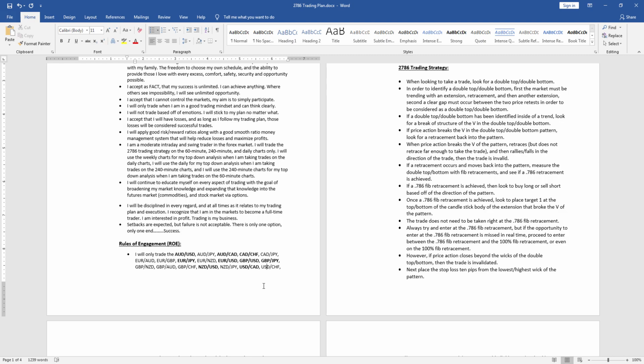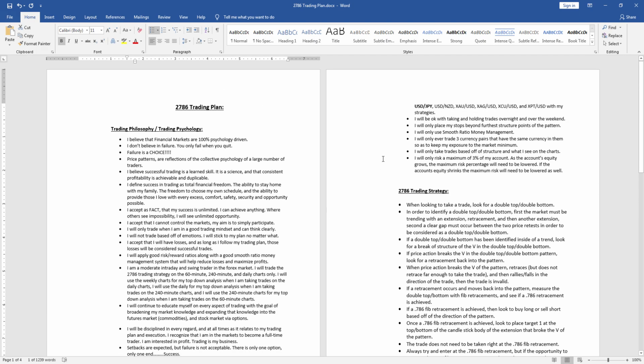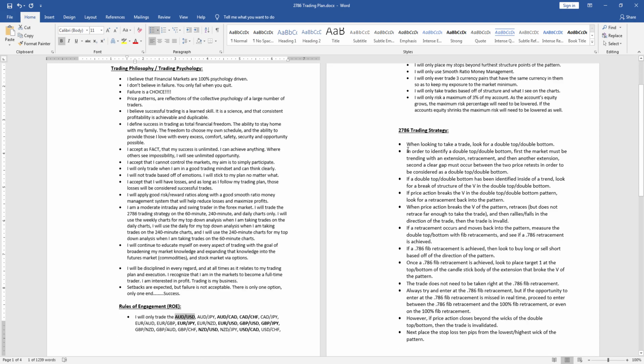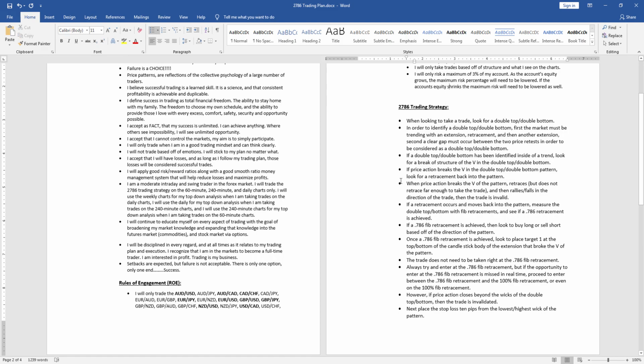So I decided to narrow down my currency pairs to these bolded ones: the Aussie USD, Aussie CAD, CAD Swiss, Euro Yen, Euro Dollar, Pound Yen, New Zealand Dollar, and USD CAD. Let's see, and the dollar CAD and dollar Yen right here. These are the 9 different currency pairs. These are probably some of the major pairs, and these are very good pairs that you can go ahead and trade.